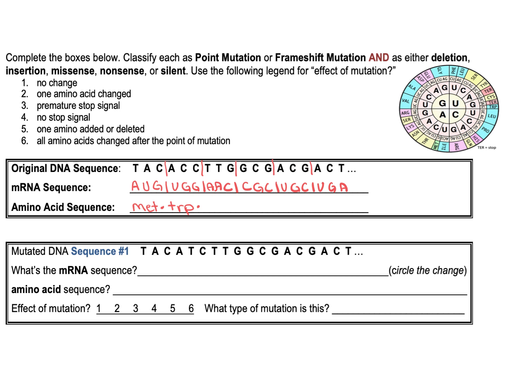Oh, my pen's not working again. What do we say? ASN. CGC. CGC is ARG. UGC. CYS. And UGA is TER, which is stop. So we don't write the stop codon.